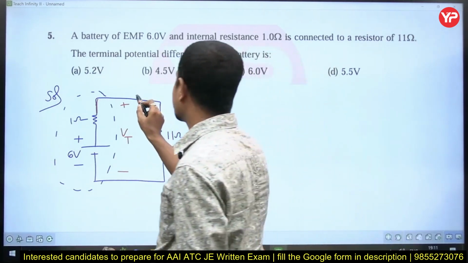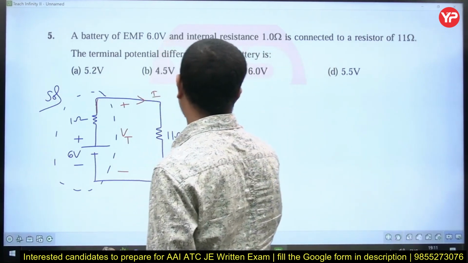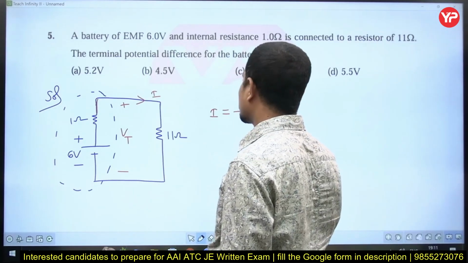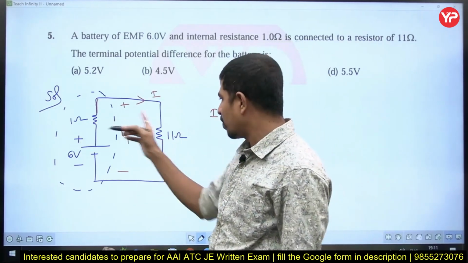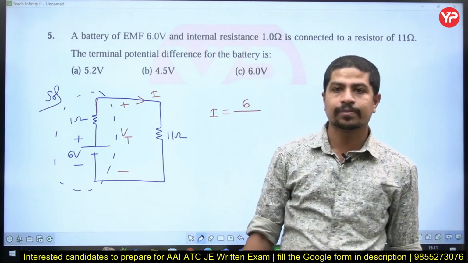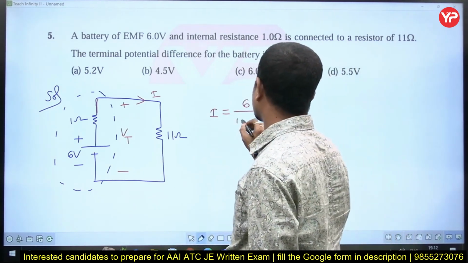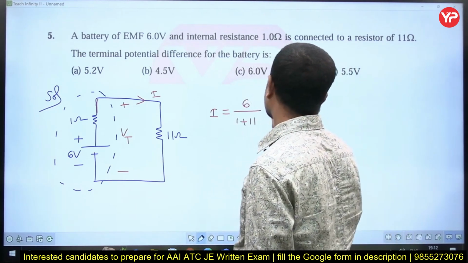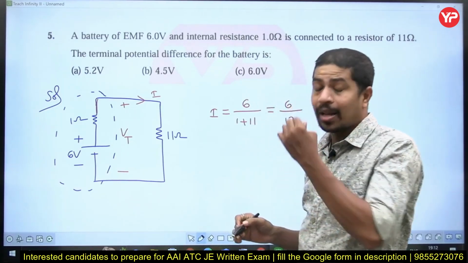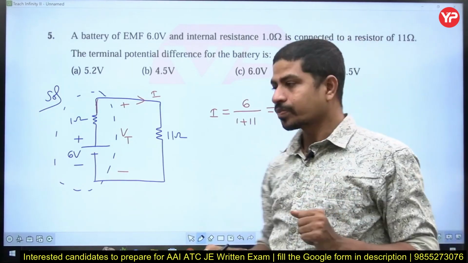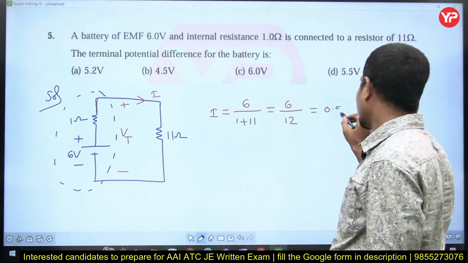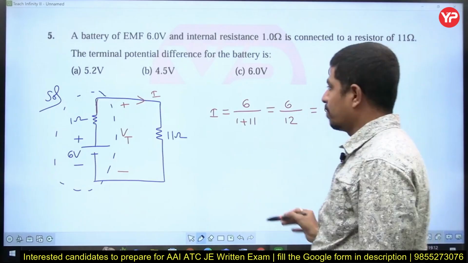Let's find the current first. As it is a series circuit, I is equal to voltage 6 volts divided by the total resistance. This 1 ohm and this 11 ohm are both in series. Then what is the total resistance? 1 plus 11. If resistances are in series, we can directly add. If two resistances are parallel, it is R1 R2 by R1 plus R2. Then what is the current? The current is 0.5 amperes.